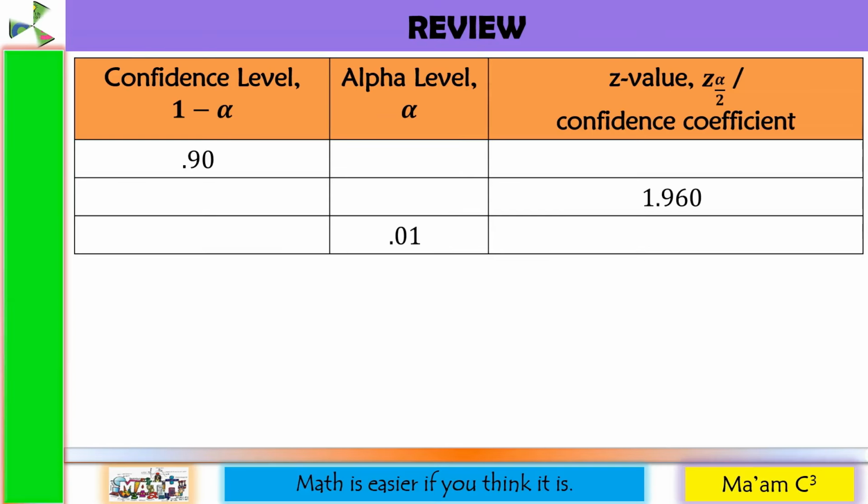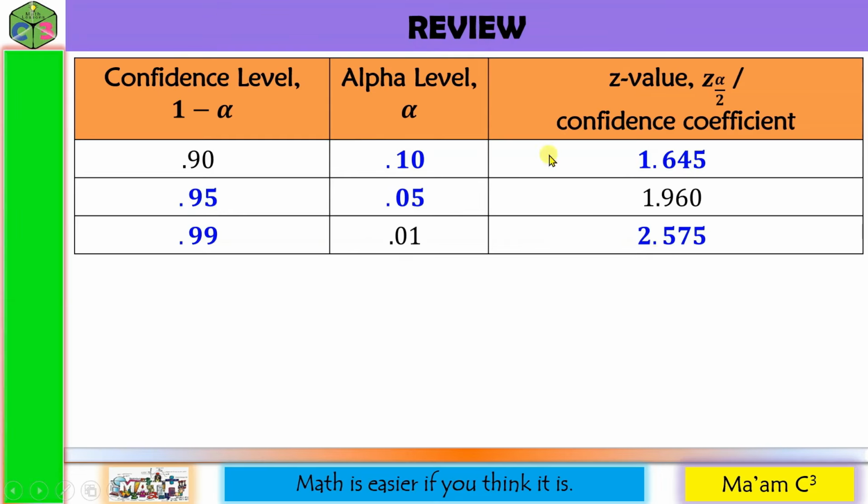Let's have a quick review of our previous lesson. Let us apply the missing data in this table. If the confidence level is 0.90, the alpha level is 0.10, and the z-value or critical value or confidence coefficient is 1.645. If the z-value is 1.96, then the confidence level is 0.95. The alpha level is 0.05. If the alpha level is 0.01, then the confidence level is 0.99, and the corresponding critical value is 2.575.